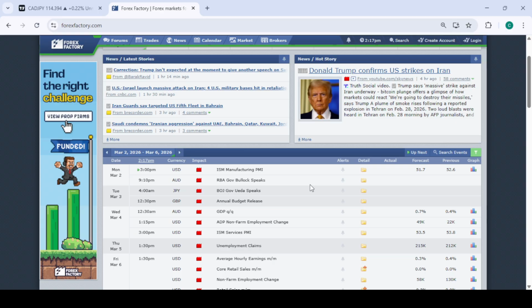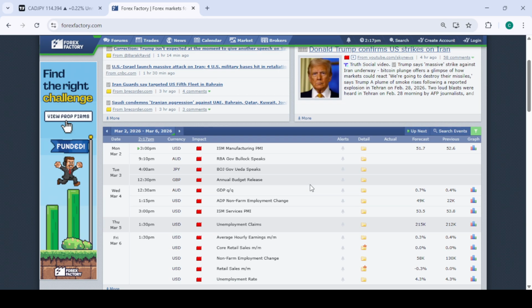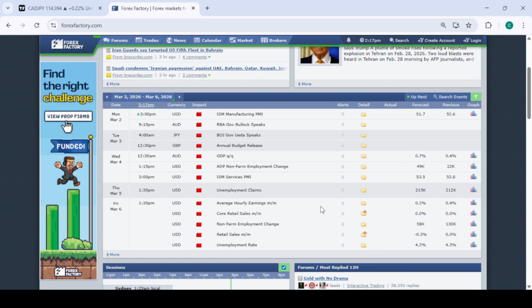So on Monday we have the ISM manufacturing PMI for USD, and then the Reserve Bank of Australia's governor is going to speak on Monday. On Tuesday, the Bank of Japan's governor is also going to speak, and later in the day on Tuesday they're going to have the annual budget release for the GBP. On Wednesday we have the GDP for AUD, and later in the day we're going to have the ISM services PMI and an ADP non-farm employment change for the USD. On Thursday we have the unemployment claims for the USD.